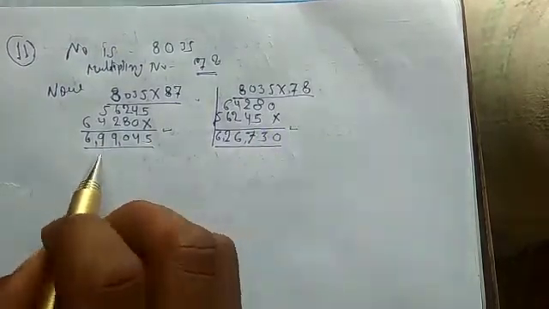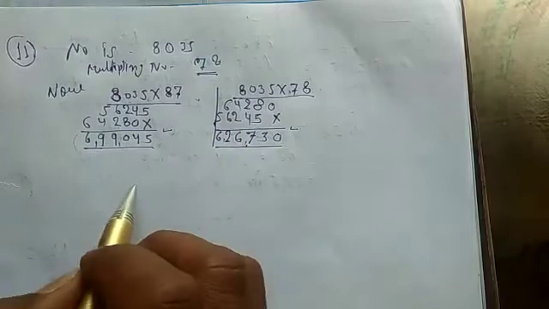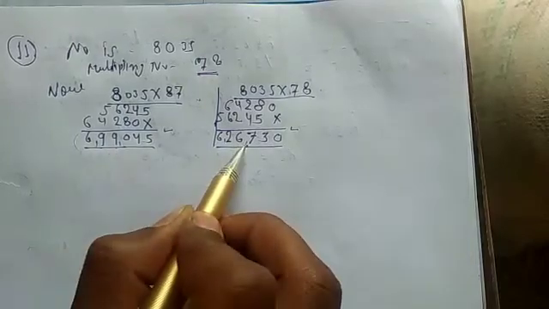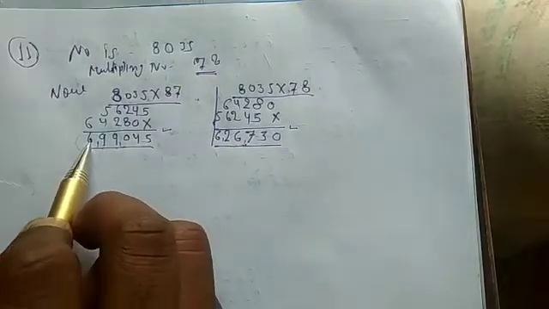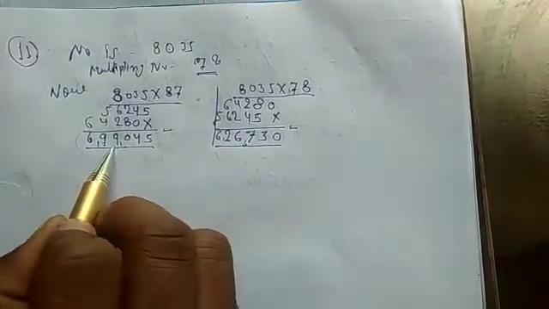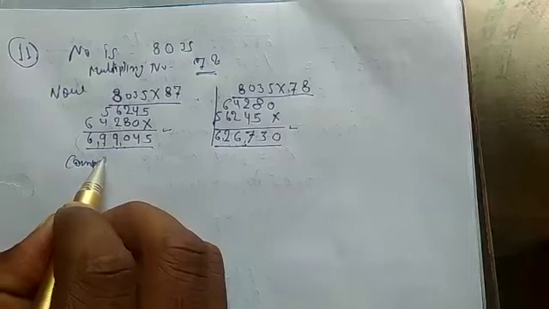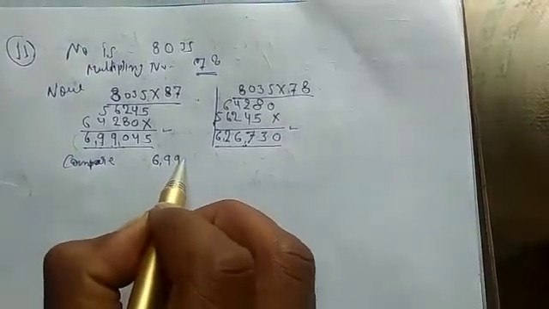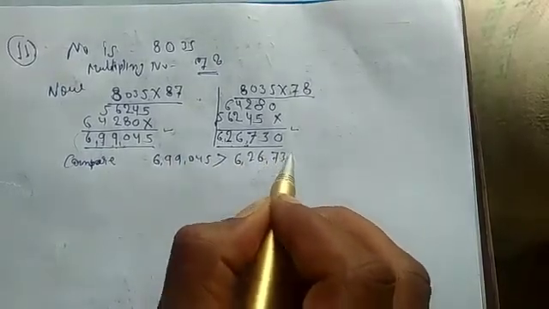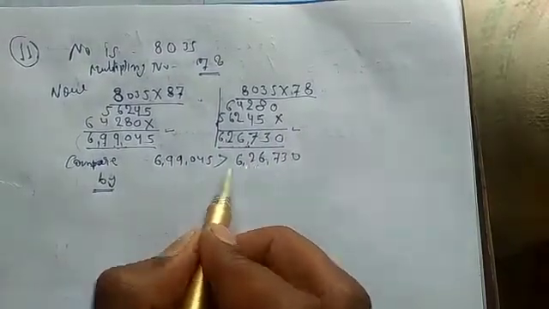So our question is, by how much this answer is greater than or less than the correct answer. First of all compare these numbers, which number is greater. This is a 6-digit number, this is also a 6-digit number. Compare both numbers, 6 and 6 equal, 9 and 2, 9 is greater than 2, it means this number is greater than the correct one. So now compare 6,99,045 is greater than 6,26,730. By how much? Subtract the smaller number from the greater number.